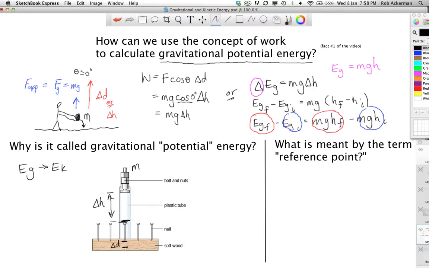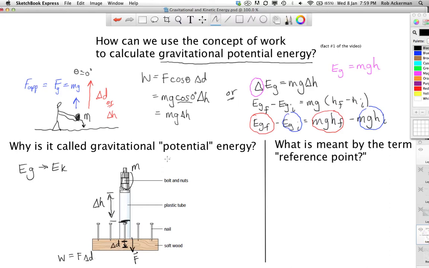Well, if that's the case, then think about what has just happened. The nuts and bolts will have exerted a force downward onto the nail, and there will have been a displacement. In other words, work will have been done. It would be F cosine 0 delta d in this case.